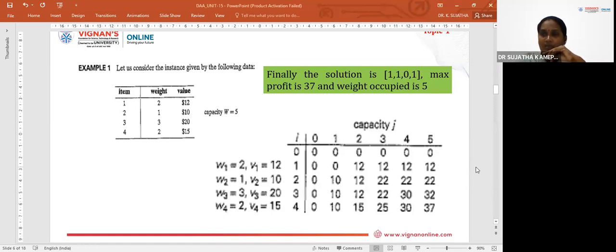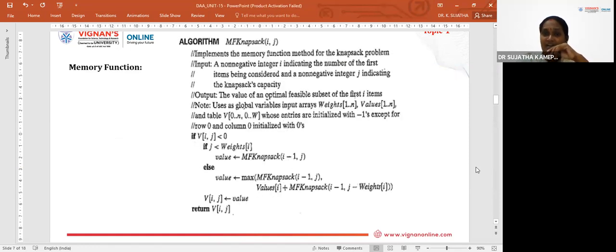That's why we are going for a memory function method, which reduces the time complexity and solves only the necessary subproblems which are useful for finding the final solution. So here, for the memory function method, we follow this algorithm.